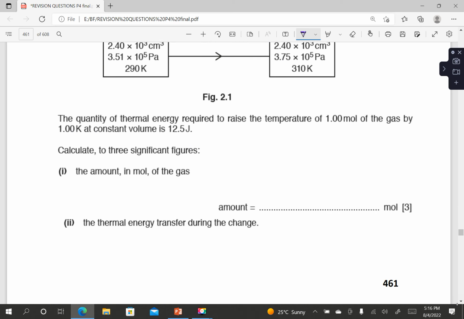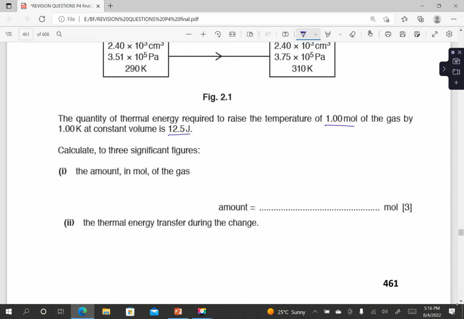Okay, again, the quantity of thermal energy required to raise the temperature of 1.0 mole of the gas by 1 Kelvin at constant volume is this. That one is called the molar heat capacity at constant volume. The amount required to raise the temperature of 1 mole of a gas by 1 Kelvin without changing the volume, that is called the molar heat capacity.